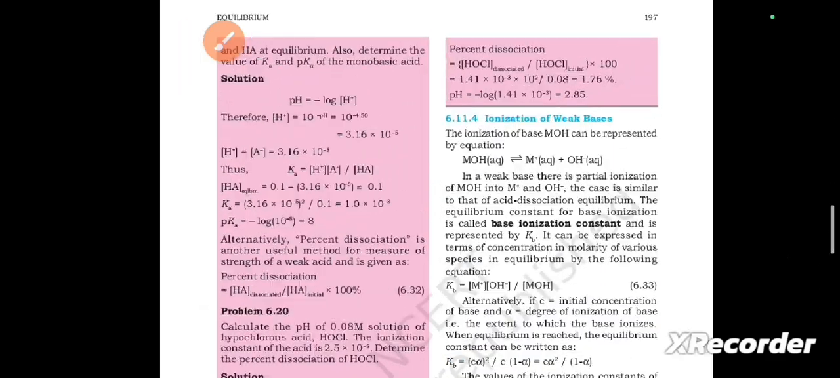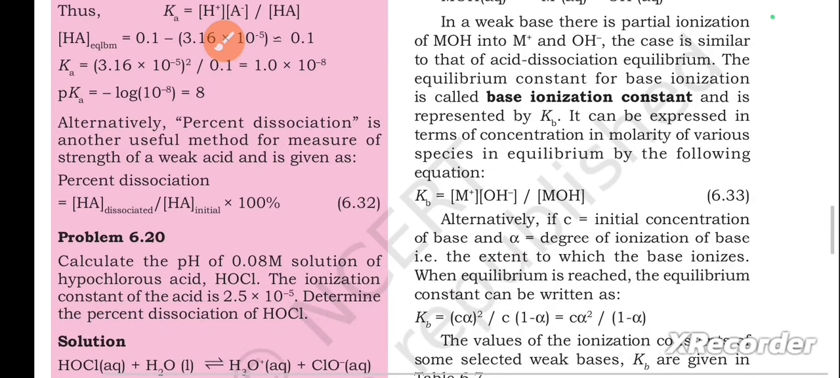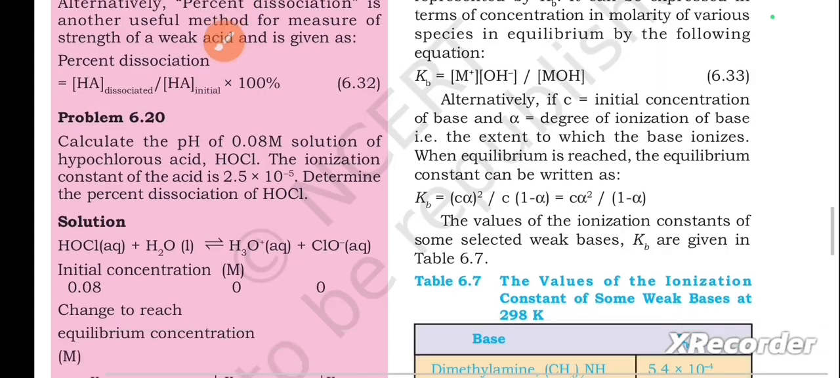Next, 6.11.4 Ionization of weak bases. The ionization of base MOH can be represented by the given equation. In a weak base, there is partial ionization of MOH into M+ and OH-. The case is similar to that of acid dissociation equilibrium. The equilibrium constant for base ionization is called the base ionization constant and is represented by Kb. It can be expressed in terms of concentration in molarity of various species in equilibrium by the following equation.